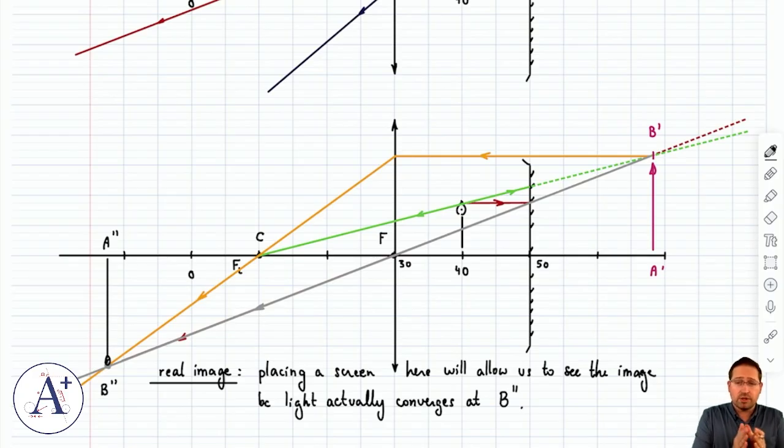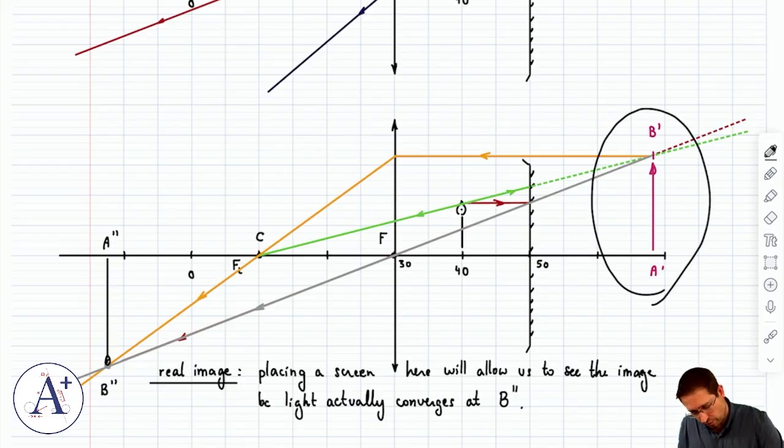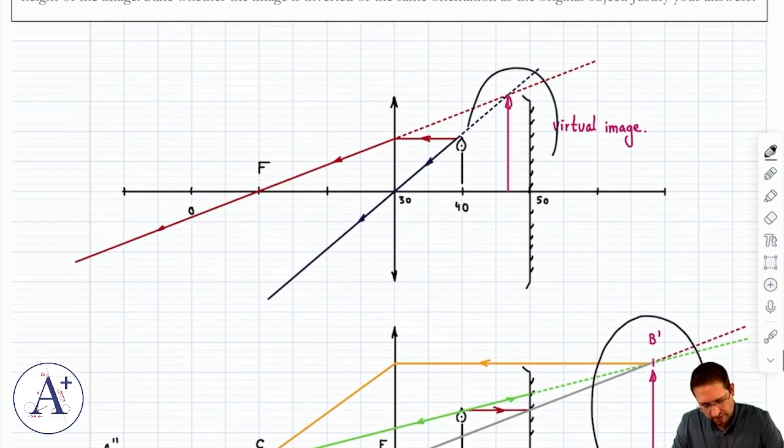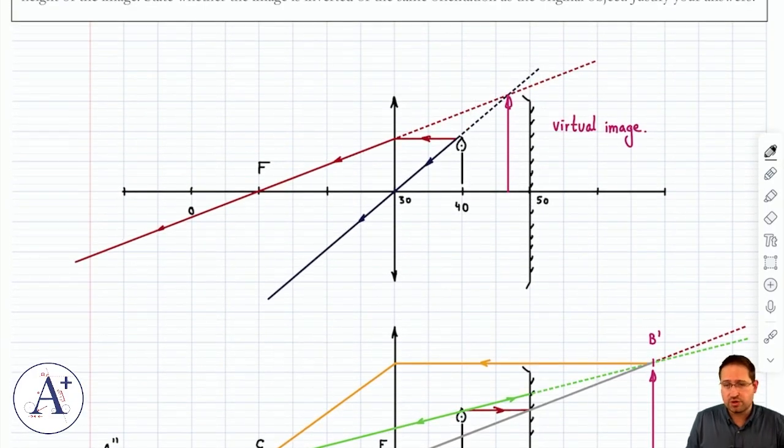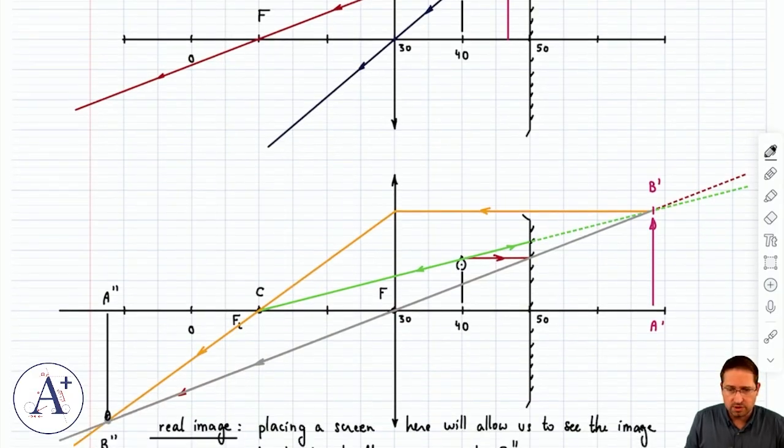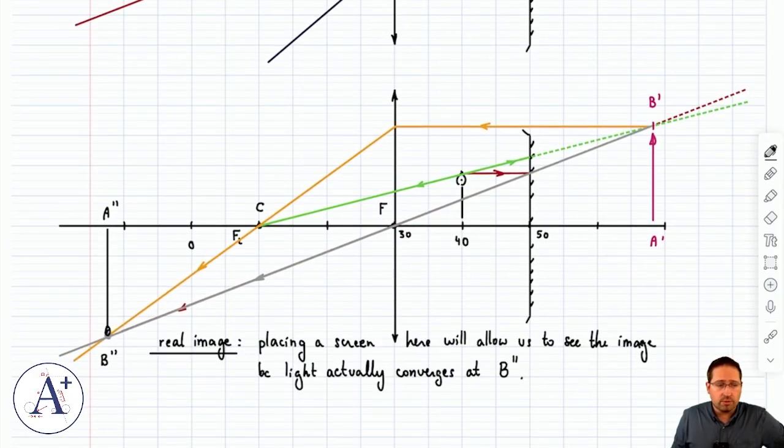Okay, but that's the only real image we've produced. This is a virtual image. Up here, this is also a virtual image. So you can put screens there all day, you're never going to see these images. However, A double prime, B double prime, yes, you will see that if you put a screen there.